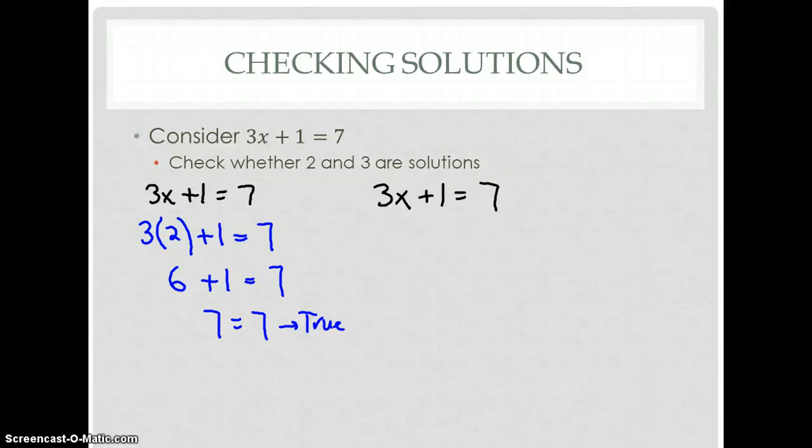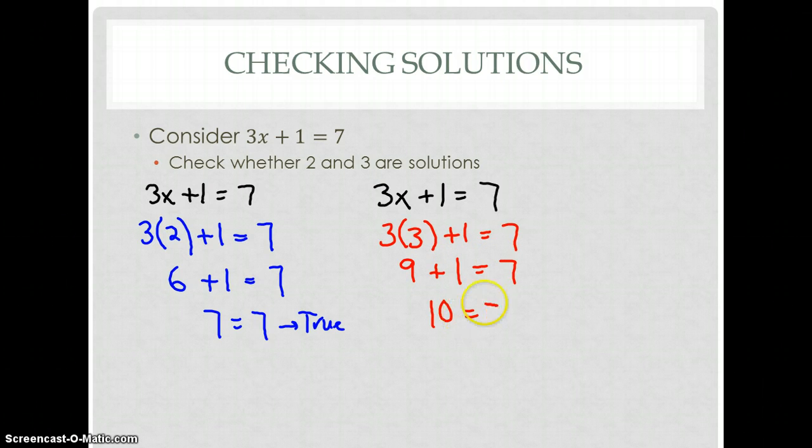Now, let's check 3. Check 3 here, and then we'll compare them. 3 times 3 plus 1 equals 7. So again, like over here, I made a substitution. 3 times 3 is 9. Plus 1 equals 7. 9 plus 1 is 10. We get 10 equals 7. That is false.